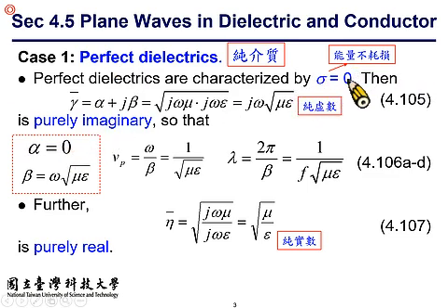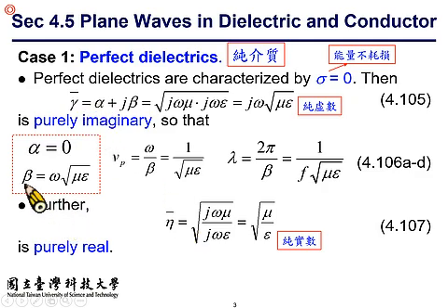there is no attenuation for wave propagating in perfect dielectric. So alpha equals 0, and beta, the phase constant, is omega times square root of mu times epsilon. The good thing about wave in perfect dielectric is that there is no attenuation. The propagation constant gamma is a purely imaginary number.